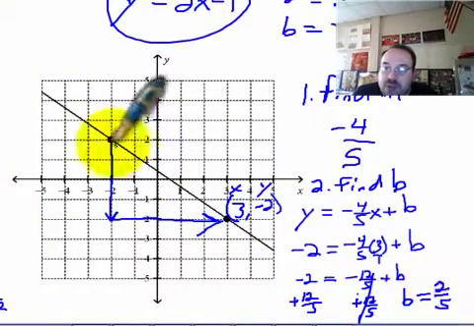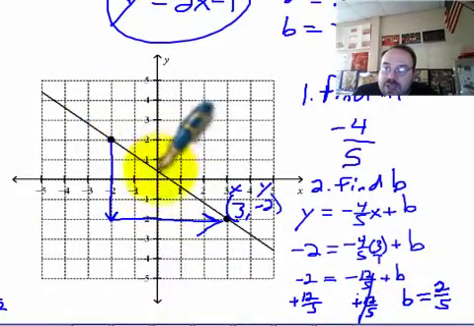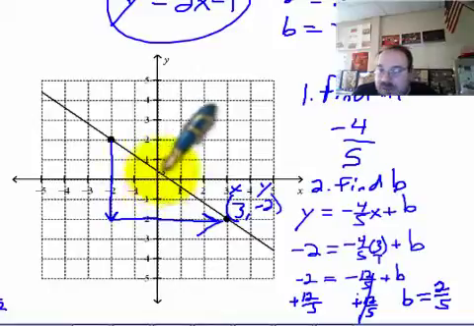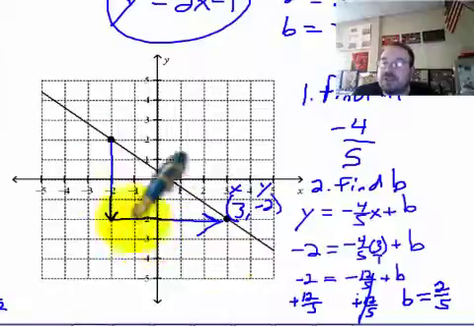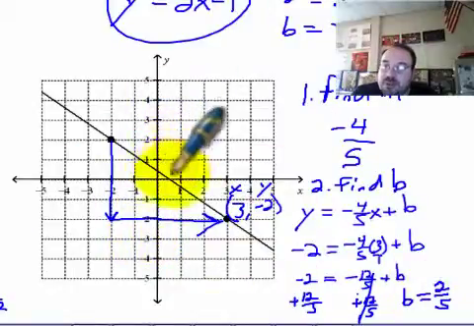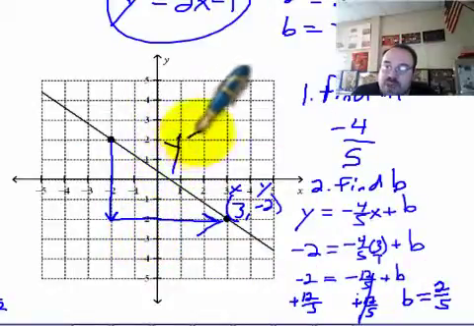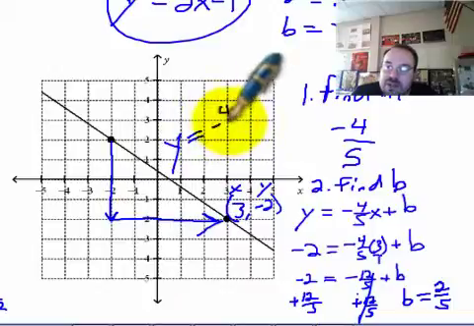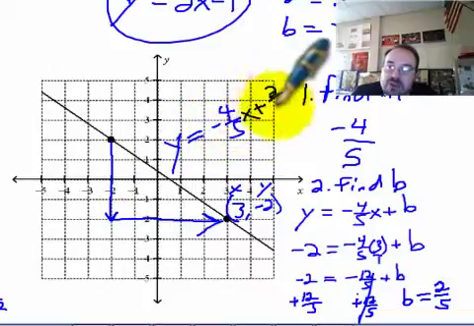So B does not cross at 1/2 like we thought. It's a little bit less than 1/2. Does it look like this could be 2/5? Yeah, it looks maybe a little less than 1/2. So 2/5 is probably what we're looking for. So y equals -4/5 x plus 2/5.